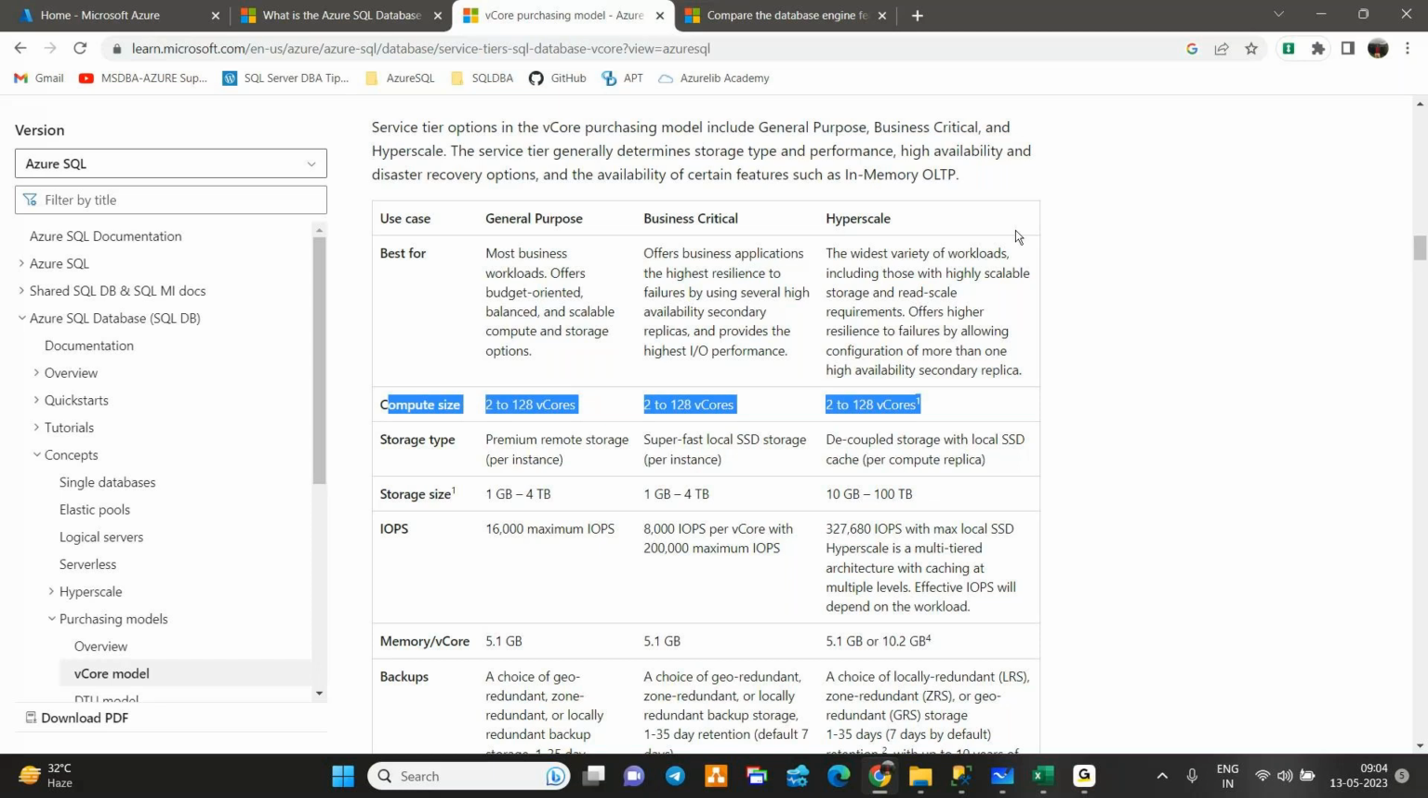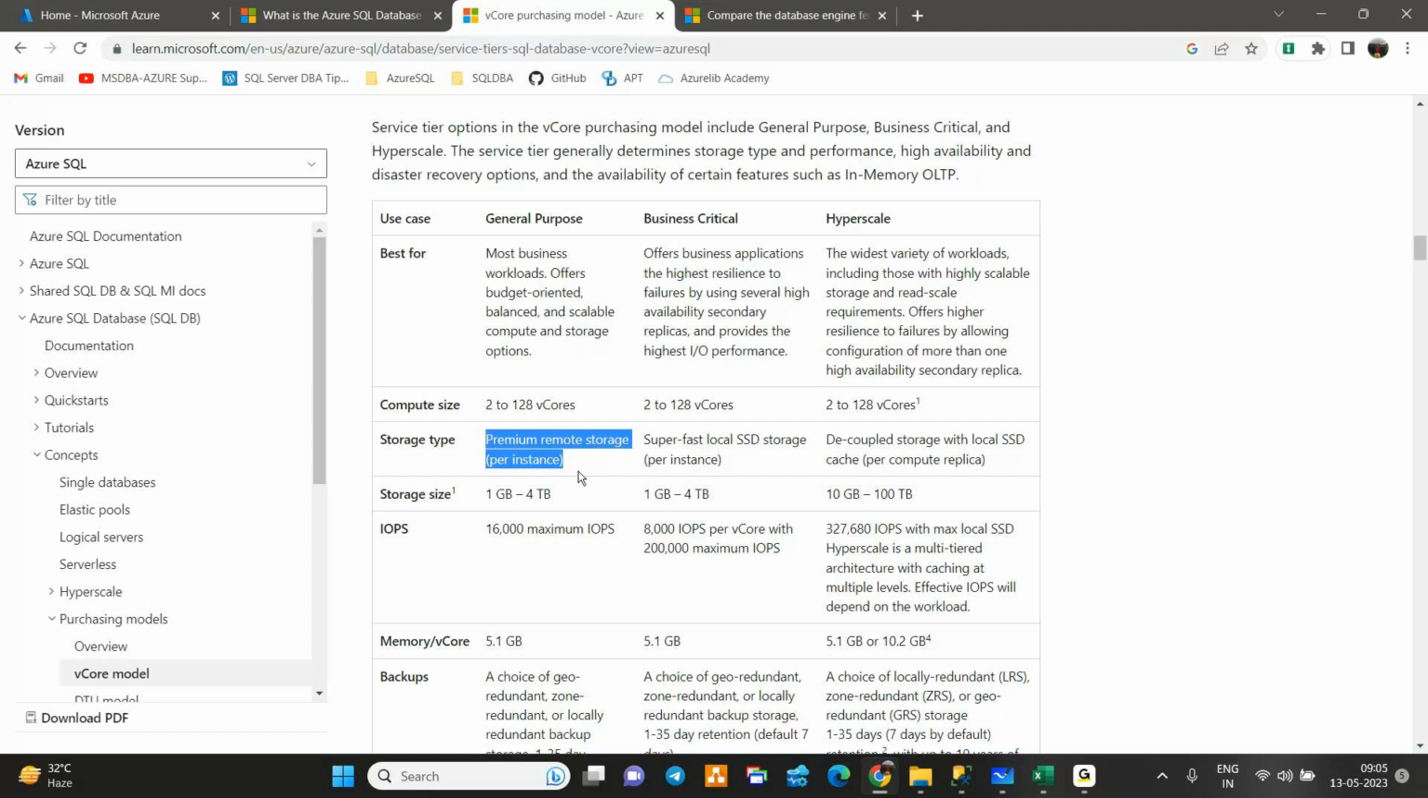When you go to the storage, it supports 1 GB to 4 GB, and 10 GB to 100 GB. And this is very important: your data is stored in premium storage only, but it is stored remotely, not locally, when you go for General Purpose.